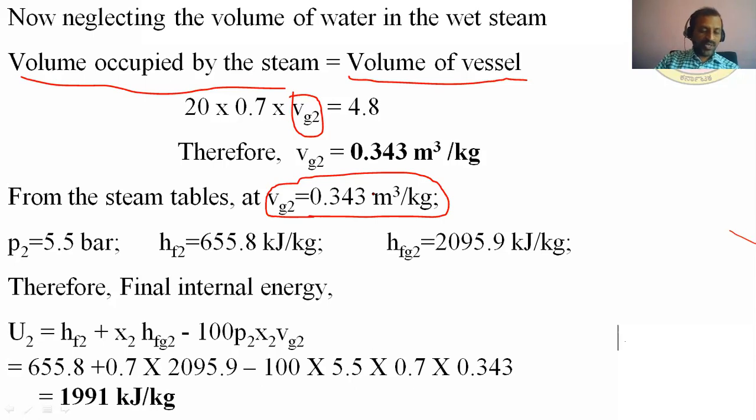So open the steam table again. Look for this particular volume: at this much volume, the pressure P2 is 5.5 bar. The pressure is 5.5 bar. So you need to open it again. I'll tell you which page.